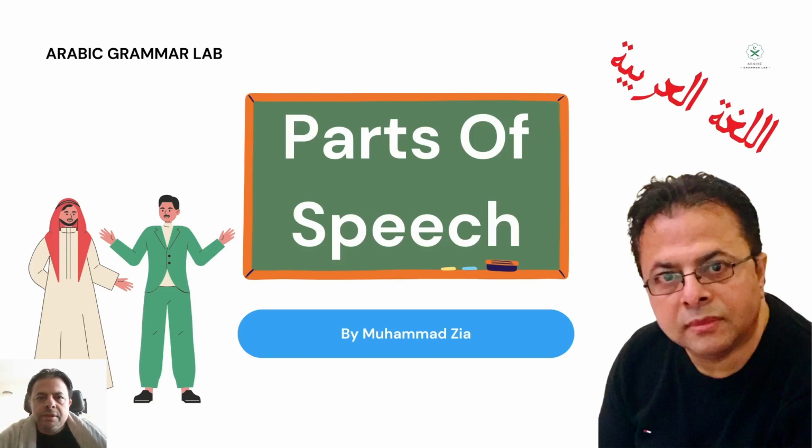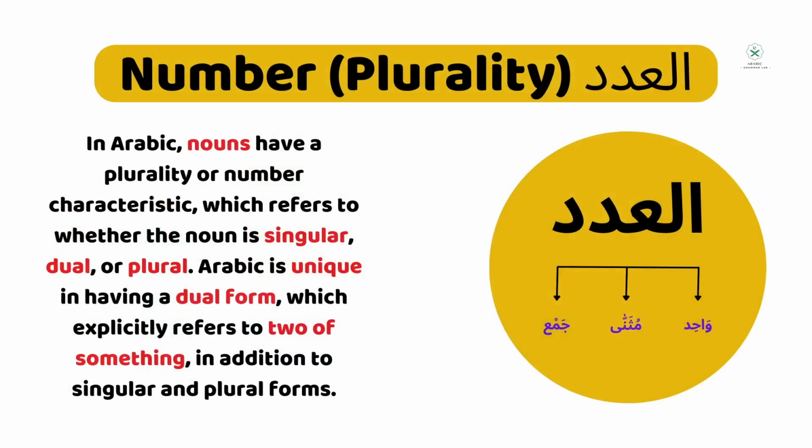Today we are going to discuss the number or plurality of a noun. In Arabic, nouns have a plurality or number characteristic, which refers to whether the noun is singular, dual, or plural. Arabic is unique in having a dual form, which explicitly refers to two of something, in addition to singular or plural forms.